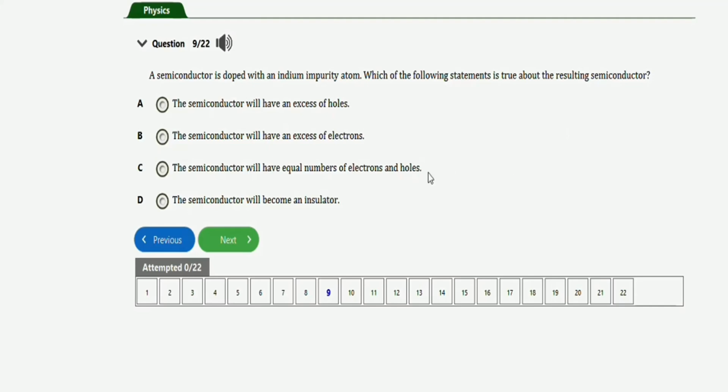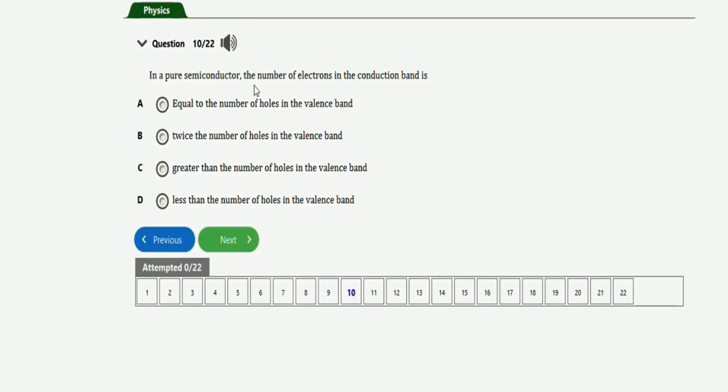Okay, so next question is this one. It says in a pure semiconductor, the number of electrons in the conduction band is equal to the number of holes in the valence band, twice the number of holes in the valence band, greater than the number of holes in the valence band, less than the number of holes in the valence band. So the right option is option A. It will be equal to the number of holes in the valence band.